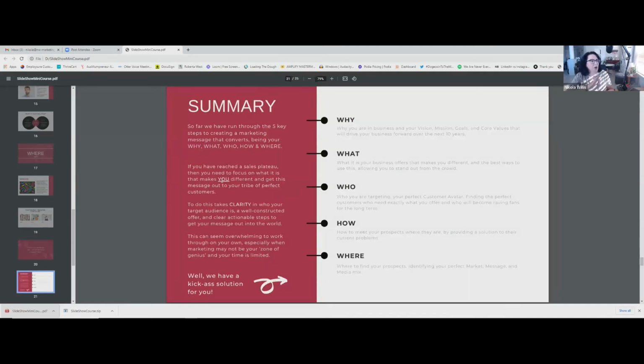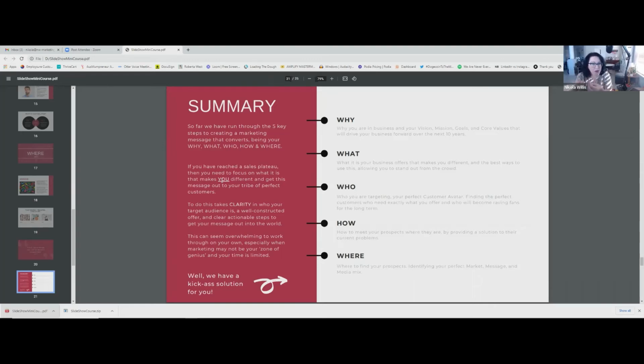So in summary, we've run through the 5 key steps to creating a marketing message that converts, being your why, what, who, how, and where. So why you're in business, your vision, mission, goals, core values that will drive your business forward in the next 10 years. What it is your business offers that makes you different, and the best ways to use this, allowing you to stand out from the crowd.